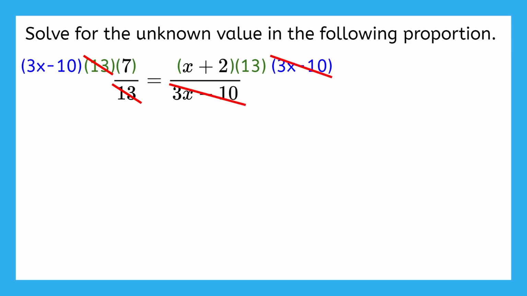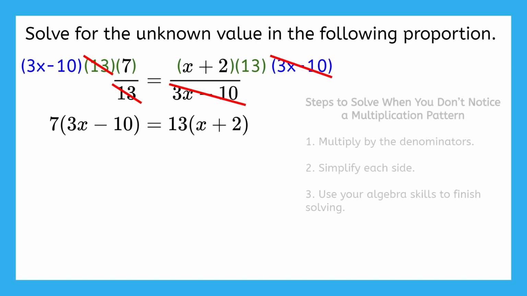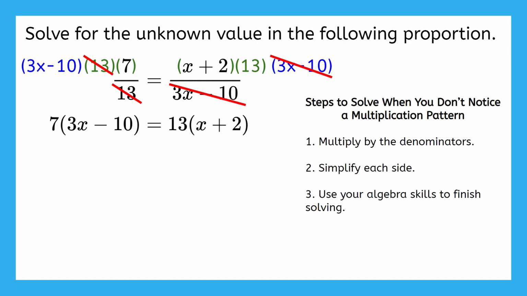Now, what do we have left after all that canceling? We have an equation that looks so much more like what we're used to solving. Note that if your factors are written in a different order than mine, like for example, you wrote 7 after the 3x minus 10, that is totally fine. I just rearranged my factors so they'd be more like what we're accustomed to seeing. Now we move on to step 3, and we finish solving.